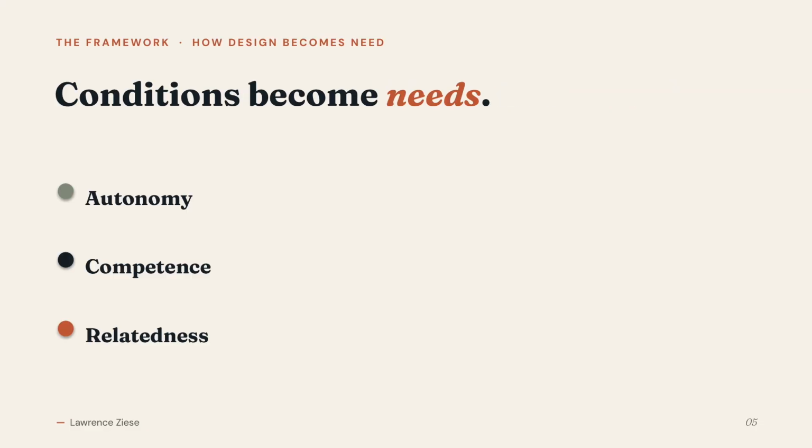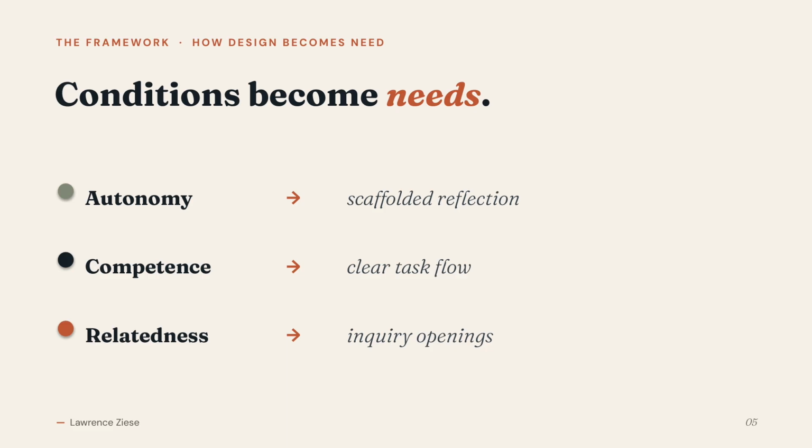The two map onto each other. Autonomy emerges from scaffolded reflection, reflection that sits inside a task structure rather than floating free. Competence emerges from a clear task flow, where the path through the work is visible. Relatedness emerges from the inquiry openings a well-designed task creates, the small moments where a task's own question surfaces.